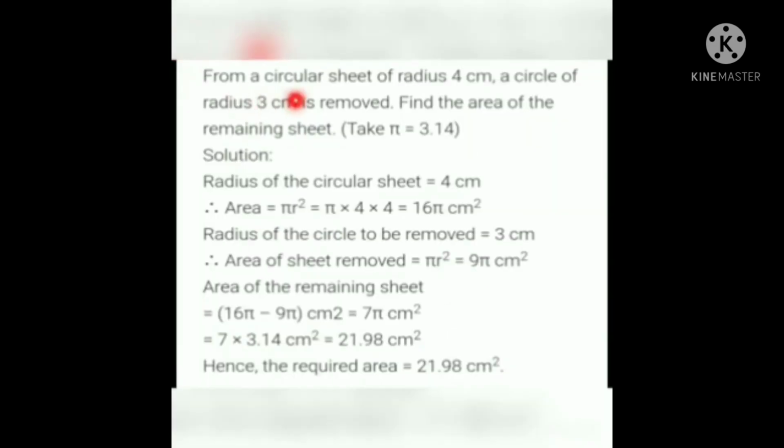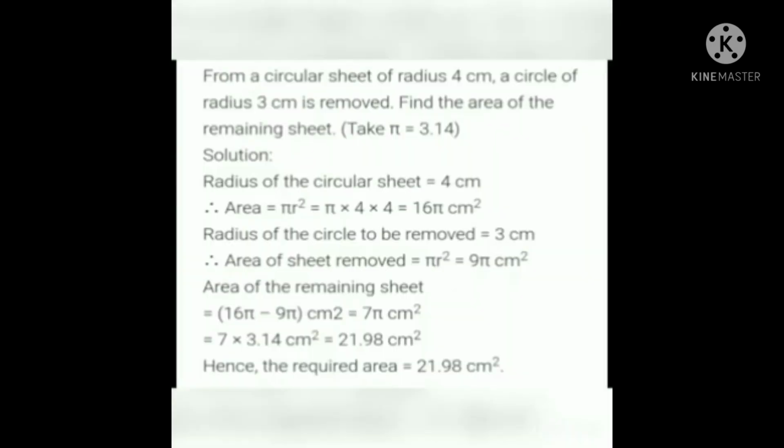From a circular sheet of radius 4 cm, a circle of radius 3 cm is removed. Find the area of the remaining sheet. That means from a big circle of 4 cm, a small circle of radius 3 cm is removed. That means cut. What is the remaining portion? That means like this. This big circle is 4 cm radius and we have cut this portion. This white portion we have removed. Now we have to find the area of this shaded region.